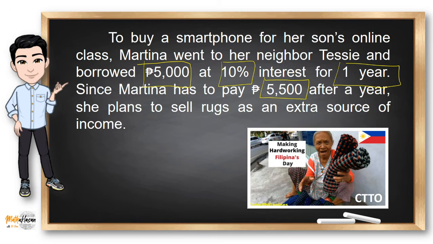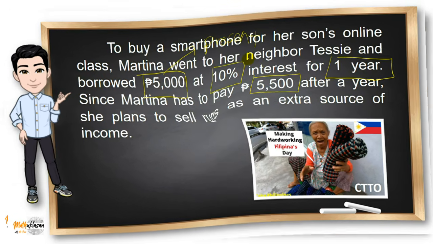Sometimes the principal is called the present value if the amount received by the borrower is being discussed. So here we can call this the present value because it's the amount borrowed by the borrower.